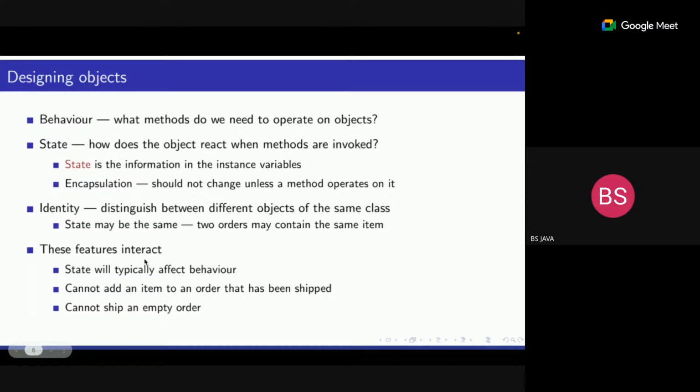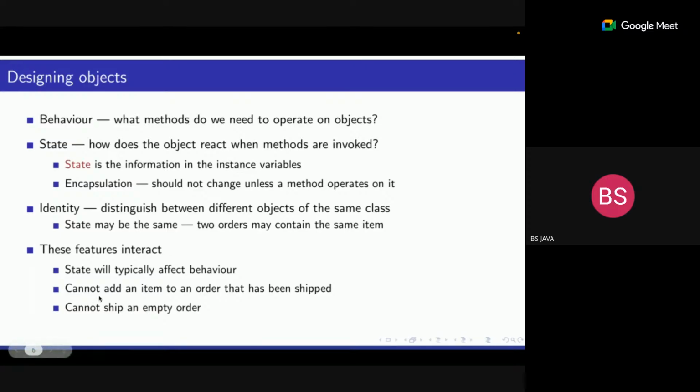Now these features interact, meaning behavior can affect the state of an object. Using the methods, we can change the information in an instance variable. We can change the name, we can change the age later as well using the public accessors or anything.